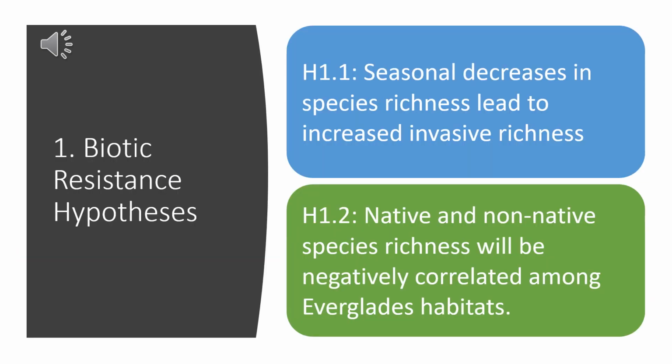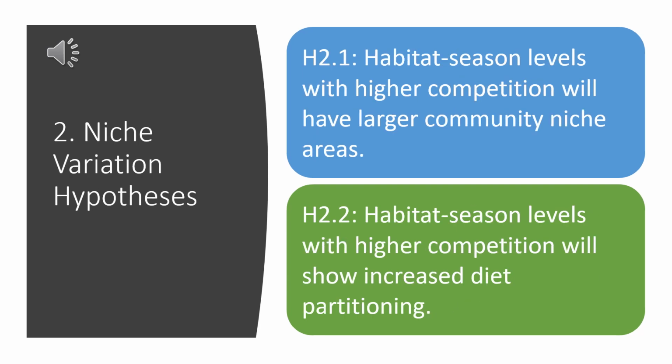My interest was in testing the biotic resistance hypothesis at a smaller inter-habitat scale within the Everglades, specifically if seasonal changes in species richness led to seasonal changes in invasive richness, and if there was a correlation between native and invasive richness among habitats. To test the niche variation hypothesis, I was interested in asking if habitat-season levels with higher competition have larger community niche areas, and if they show increased diet partitioning.